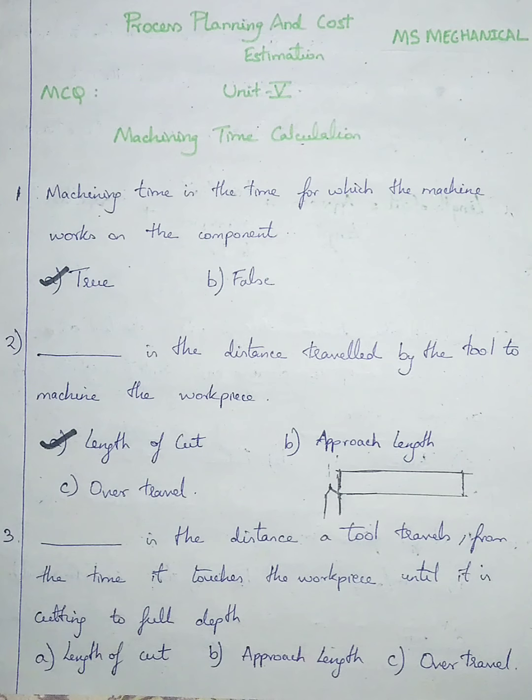Option number A is given as length of cut, option number B is given as approach length, option number C is given as travel over travel. Dash is the distance a tool travels from the time it touches the workpiece until it is cutting its full depth. That is, fully it will be cutting. The distance a tool travels from the time it touches the workpiece until it cuts fully is called approach length. Going with option number B, approach length.